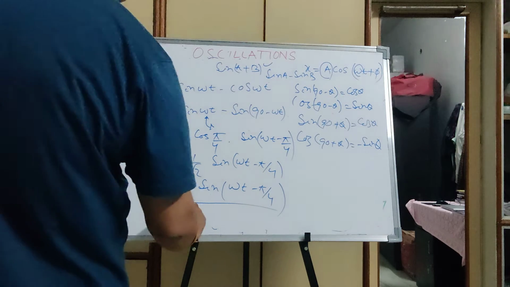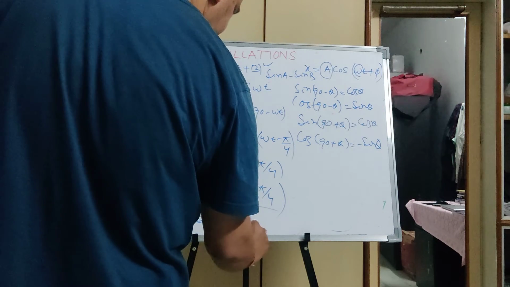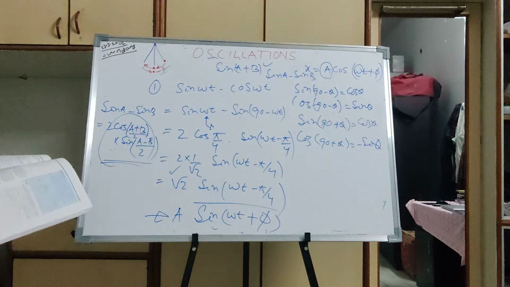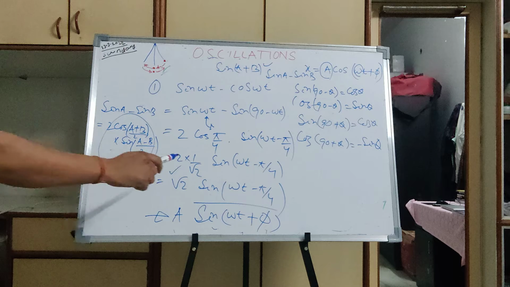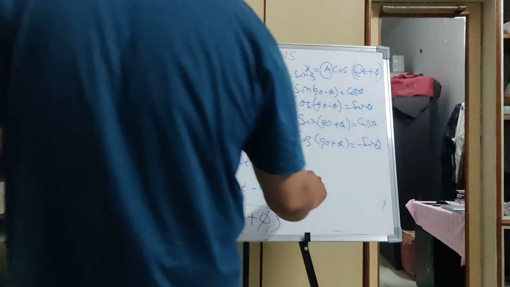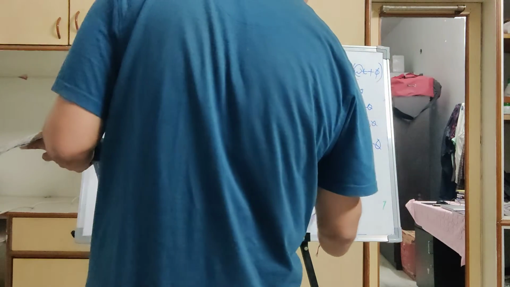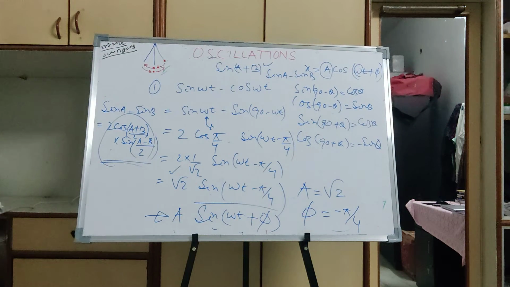Why? Because if we compare it with A sin(omega t plus phi), if this is simple harmonic, this is also simple harmonic. That's why you simplify your slightly more complex equation into the form of a cos or a sin. If you are able to simplify it, it is a simple harmonic motion. So you have simplified it into this. That means your A is root 2, that is your amplitude, and your phi is equal to minus pi by 4. This is your phase constant.